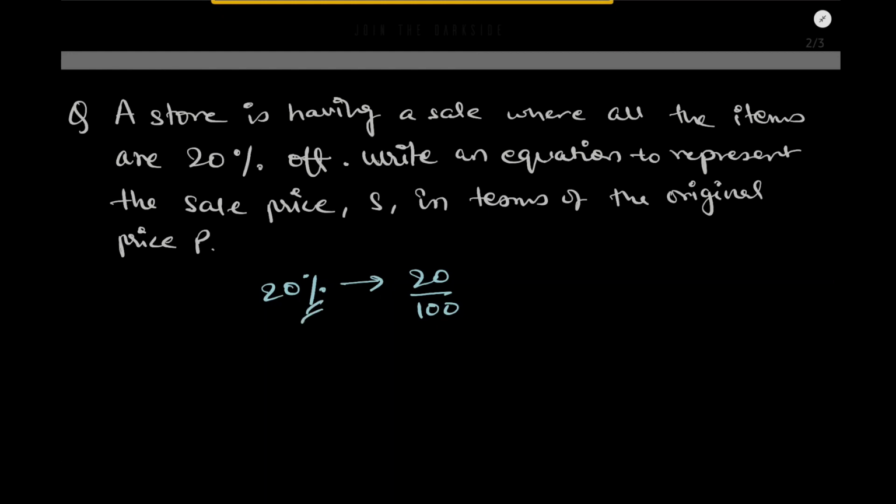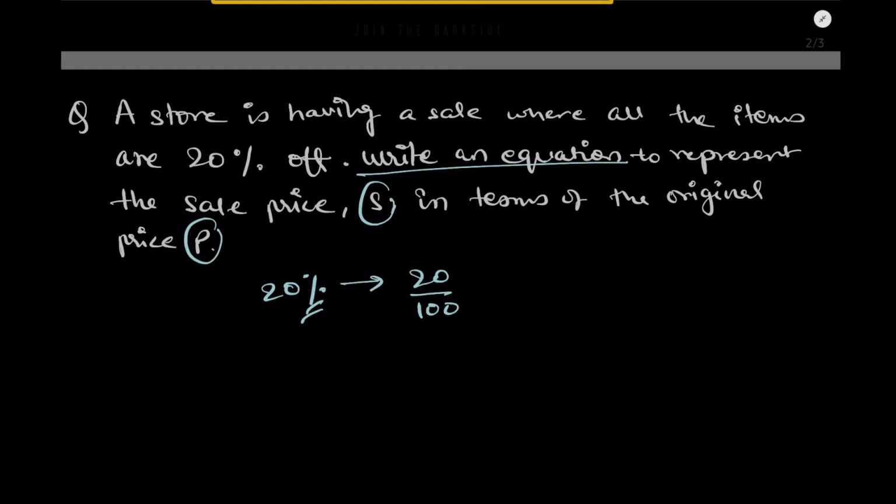Now let's read. Write an equation. Again, we have this question: write an equation to represent the sale price S in terms of the original price P.